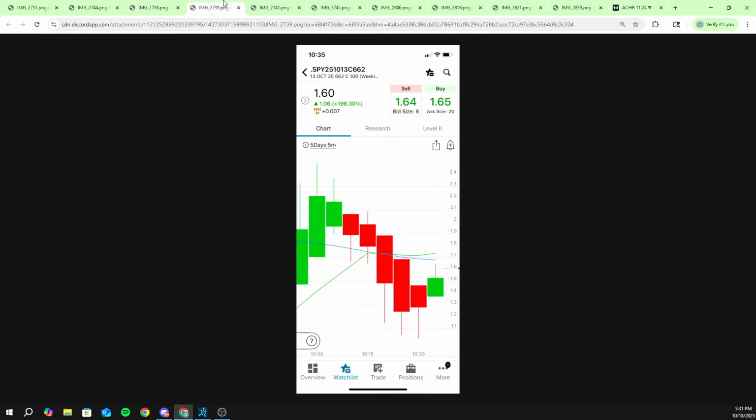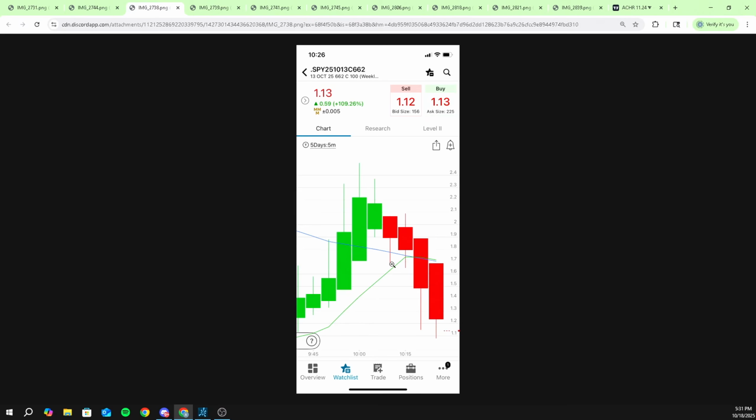So this is the short entry I took. I actually played this twice, so I went in light size on this one just because it was a little extended from the SMAs. So price is all the way down here at like 120, SMAs are at like 160, so there's a pretty big gap between where price is and the SMAs. So your risk is a lot higher.